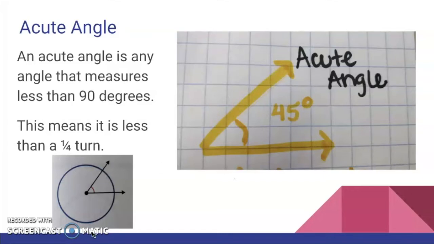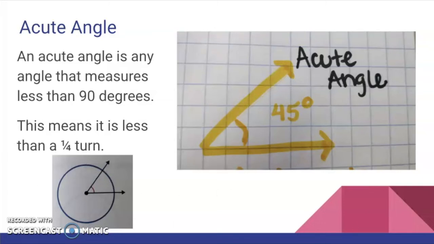Now, in our turns, you would say that it is less than a quarter turn. We don't get super specific about exactly how much of the circle it takes up in turns. We just say it's less than a quarter turn. A quarter turn would be a right angle here. So remember, an acute angle is less than that. It's less than a right angle.